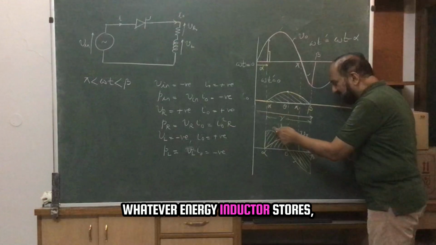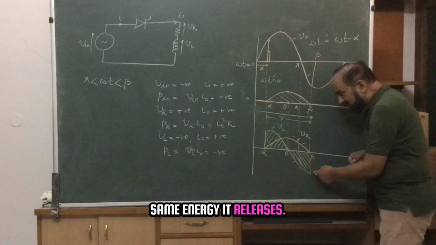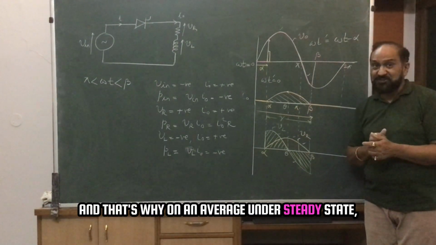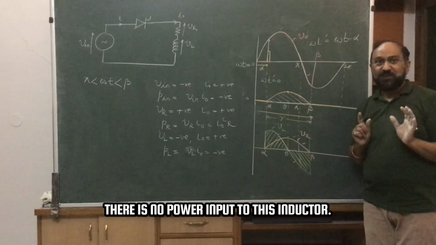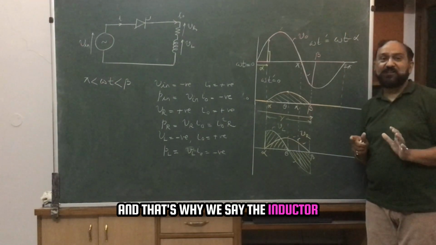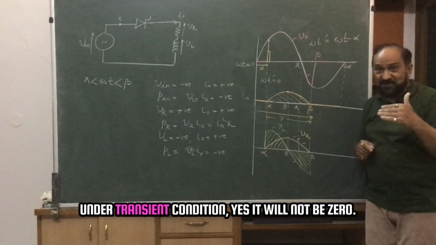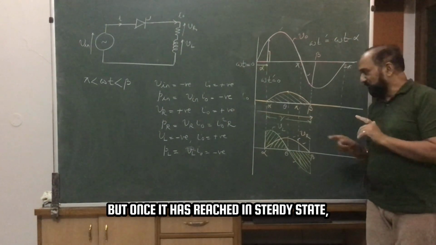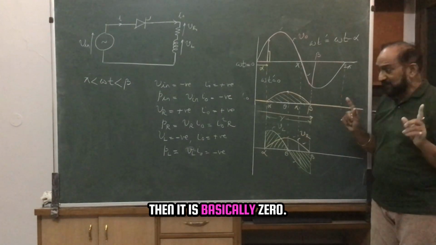Whatever energy inductor stores, same energy it releases, and that's why on an average under steady state there is no power input to this inductor, and that's why we say the inductor average output voltage is 0. Under transient condition, yes, it will not be 0, but once it has reached a steady state, then it is basically 0.